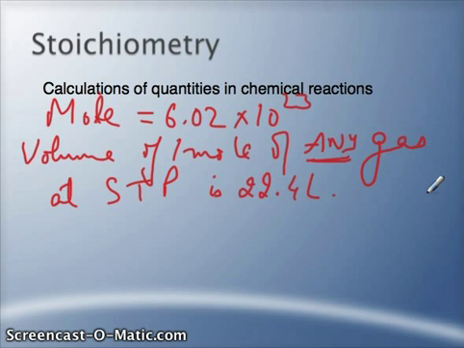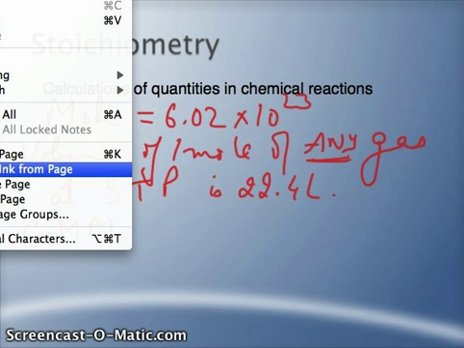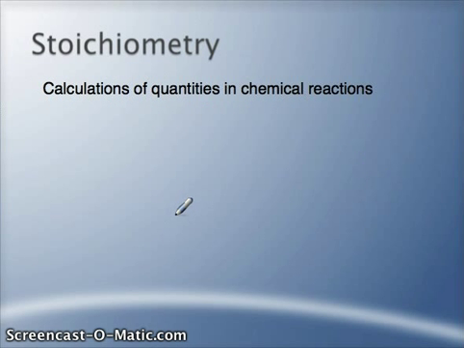So the other term we had talked about was GMM, or gram formula mass, gram molar mass. That is basically the mass of the compound of all the individual atoms all added up. So let's just look at a quick review of mole central station. So remember, we had moles in the middle. I had mass in grams.